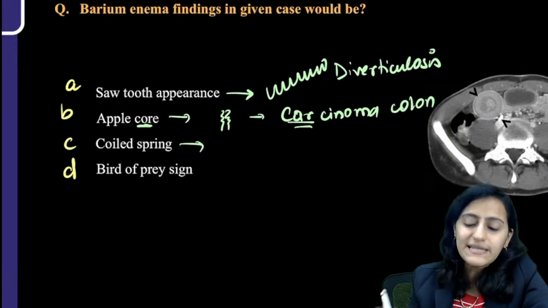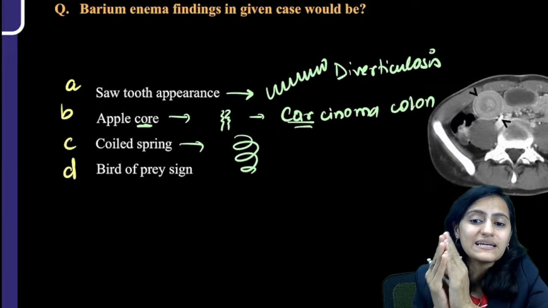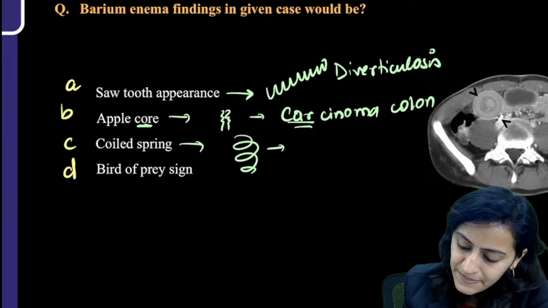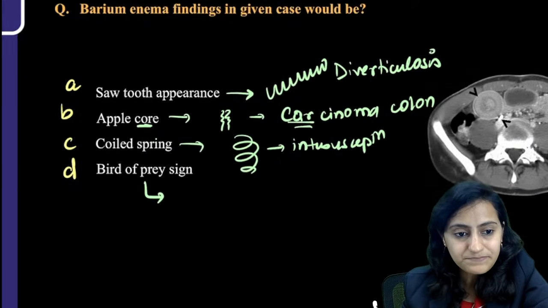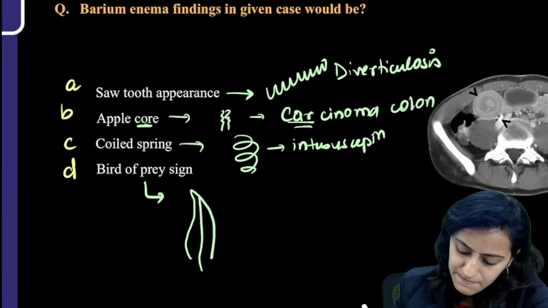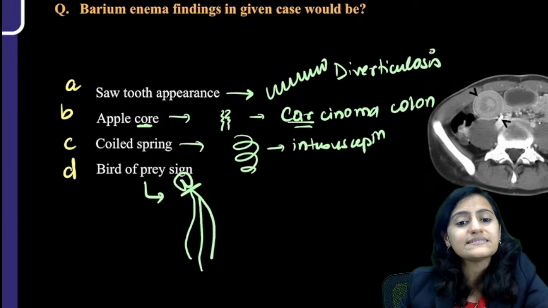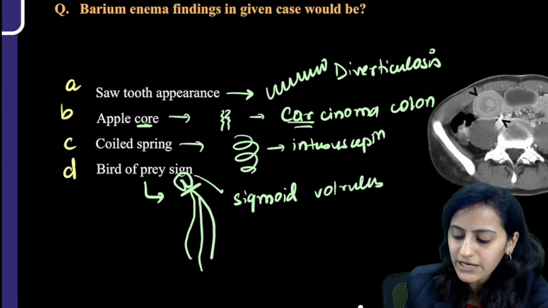Where do you see the coiled spring appearance? The coiled spring is the barium going in between the intussusceptum and the intussuscipiens. The space that we have in between that, this is seen in intussusception. Where do we have the bird of prey sign in the barium enema? The bird of prey is like this. So the barium going up and suddenly it gets cut off here, and beyond that point is the sigmoid volvulus. So the bird of prey sign on the barium enema is seen in sigmoid volvulus.